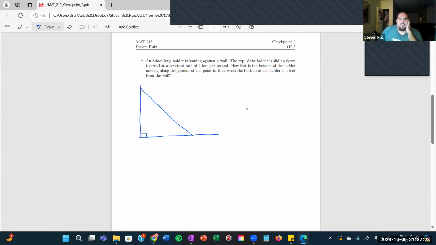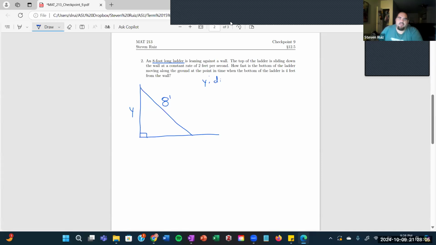How fast is the bottom of the ladder moving along the ground at that point in time? Okay, so let's talk about our variables here. I know that my ladder is 8 feet long. The top of the ladder is sliding down the wall at a constant rate of 2 feet per second. So this sounds like I'm going to be paying attention to this distance here. It's vertical, so I'll call it y. But what does y stand for?